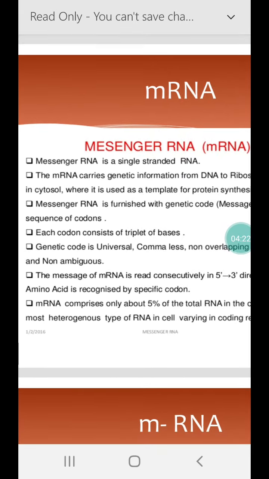Now, what is messenger RNA? Messenger RNA is single-stranded RNA, and it carries genetic information from DNA to the ribosome present in the cytosol, where it is used as a template for protein synthesis. This messenger RNA is furnished with the genetic code, that is the messages, as a sequence of codons. And we have seen what a codon is. It is a triplet of nucleotides, and each codon consists of a triplet of bases.